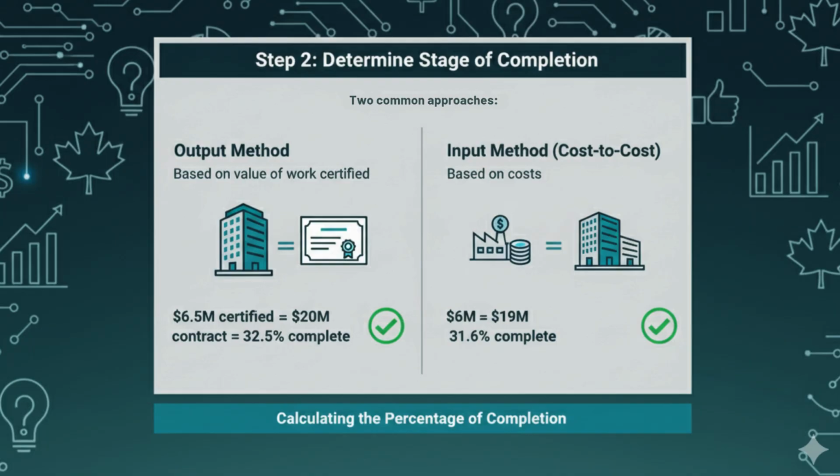Input method, cost to cost, based on costs. Example: $6 million divided by $19 million equals 31.6% complete. With the percentage complete in hand, we can now figure out how much revenue belongs in the current period.